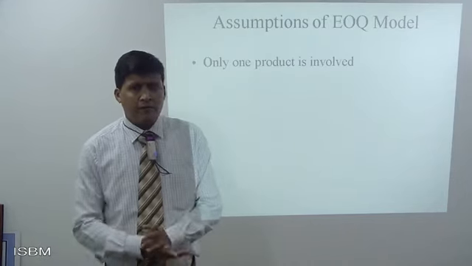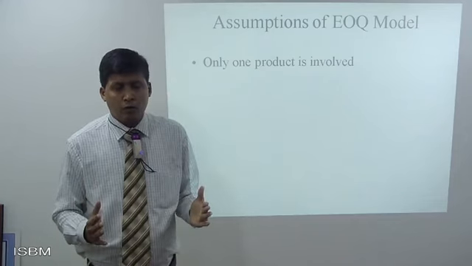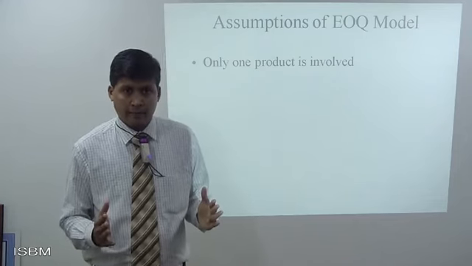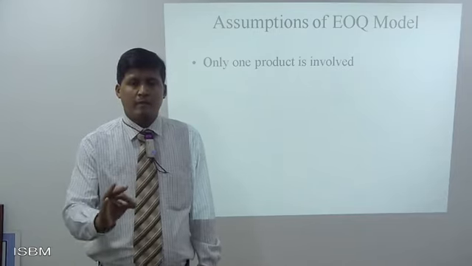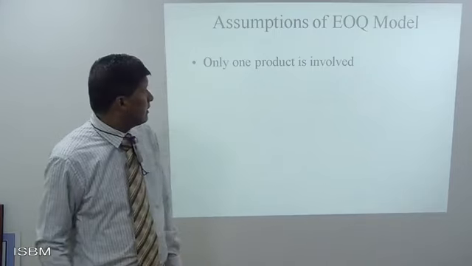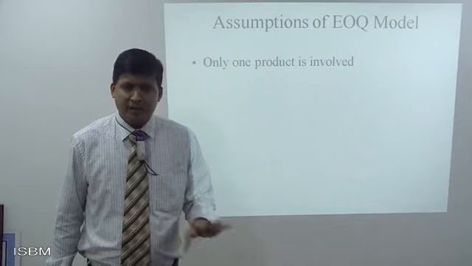Certain assumptions. When we are speaking of the EOQ model, the entire example of the car model was on EOQ, or economic order quantity. But there are certain assumptions that we are making, and we need to be aware of what assumptions we are making. The assumption is that only one product is involved. We spoke about seeing only one product.